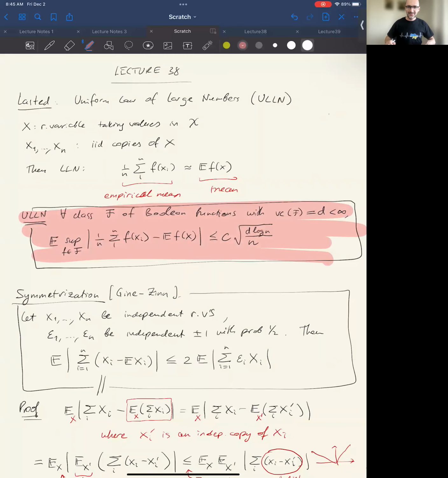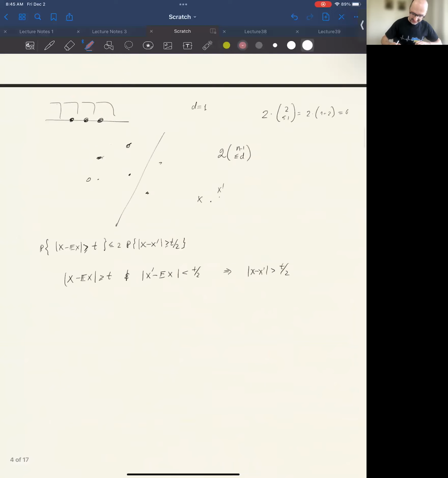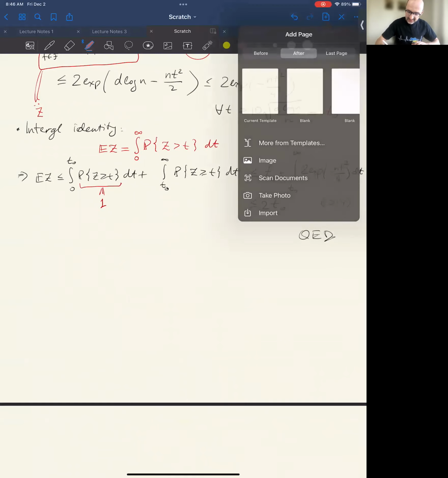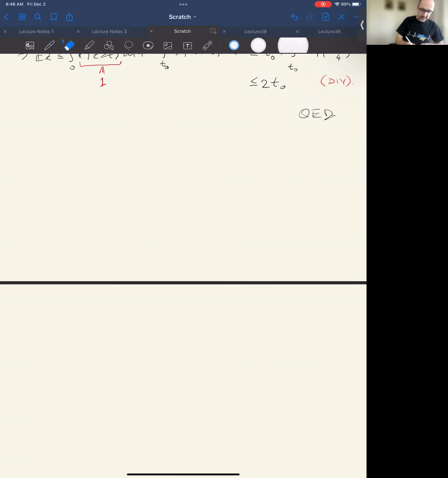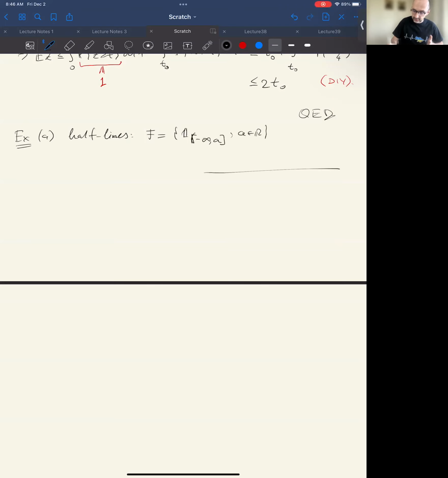Okay, now our class will be lighter. We'll just have examples. First example is for the half-lines. Let's apply this uniform law of large numbers to the class of these functions, minus infinity to a, in R. So these functions are very simple. This is our real line, and this is our function. It takes values 1 or 0. That's what f looks like in this class. We already decided a couple classes ago that the VC dimension is 1 for this class.